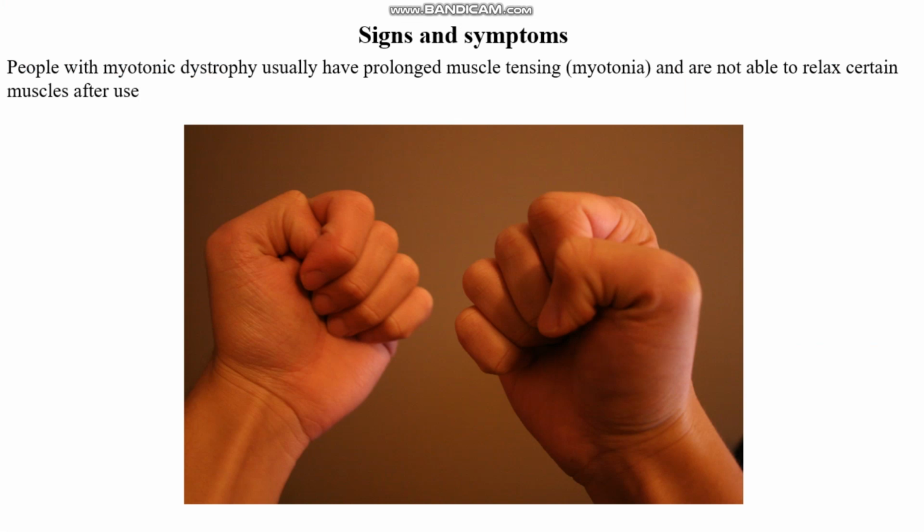People with myotonic dystrophy usually have stretch muscle tensing, myotonia, and are not able to relax certain muscles after use. For example, a person may have difficulty releasing their grip on a doorknob or handle, or the failure of spontaneous release of the hands following strong handshakes due to myotonia, delayed relaxation of muscles after contraction, which accompanies muscle weakness.